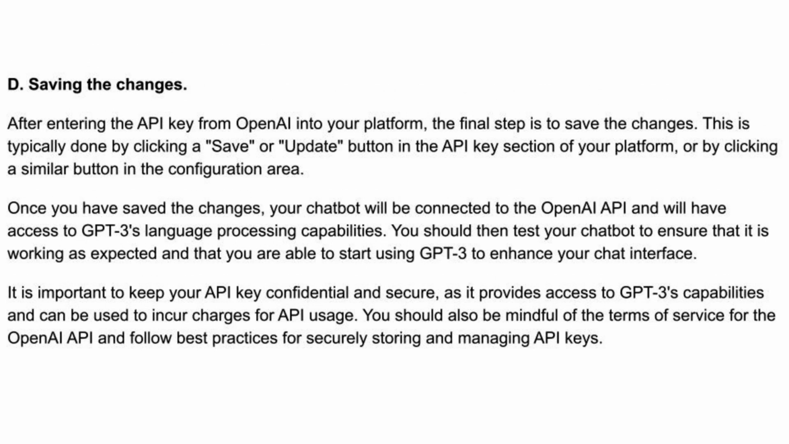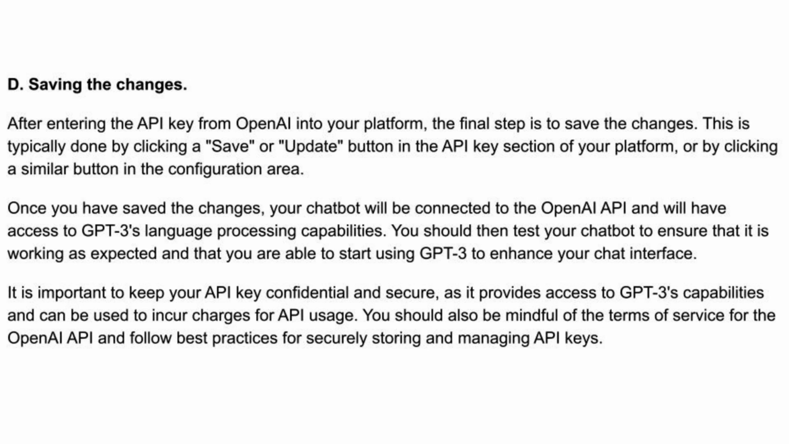Saving the changes. After entering the API key from OpenAI into your platform, the final step is to save the changes. This is typically done by clicking a Save or Update button in the API key section of your platform, or by clicking a similar button in the configuration area.